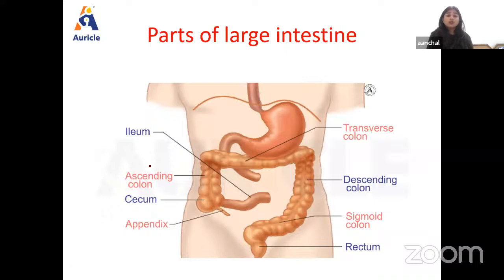Now, as we look at the parts of the large intestine, we can see that there is the presence of the cecum, and with the cecum there is the ascending colon. Then we have the transverse colon, then the descending colon, the sigmoid colon is present, and last we have the rectum. And the rectum is the structure where the storage of feces occurs. Okay.